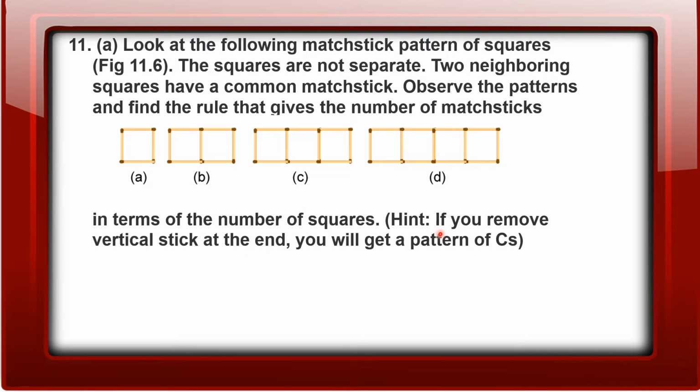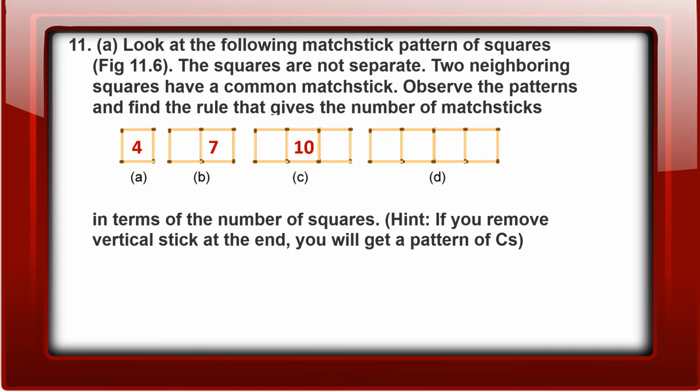Here you have been given one hint. If you remove the vertical stick at the end, you will get a pattern of C's. So if you remove this particular matchstick, you will get a C, isn't it? Here also, if you remove this, you will get a C, like this. So this is the clue which is given for you. So first let us count how many matchsticks there are for the first one. 4 matchsticks, isn't it? Second one, 7. Yeah, 4 plus 3, 7.